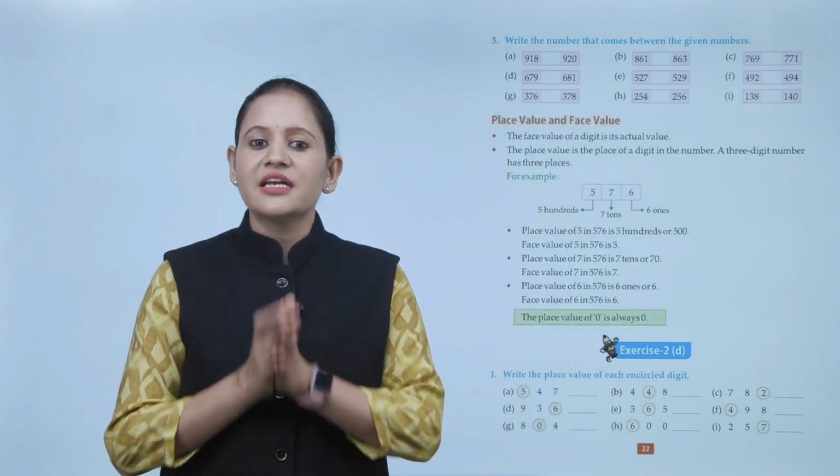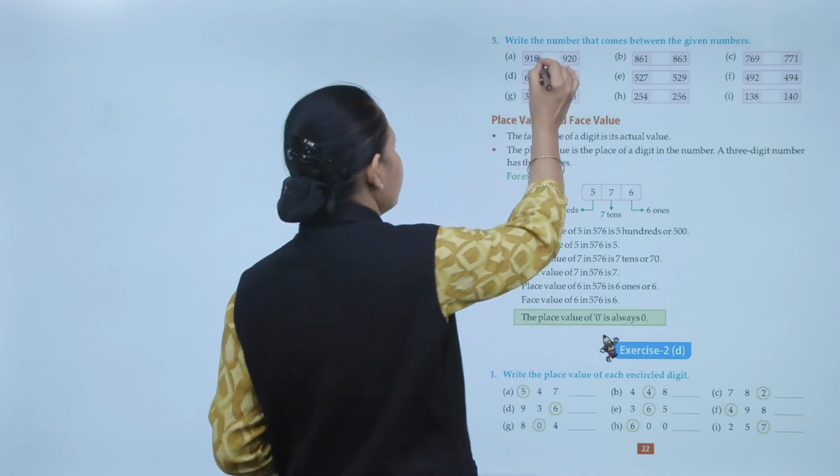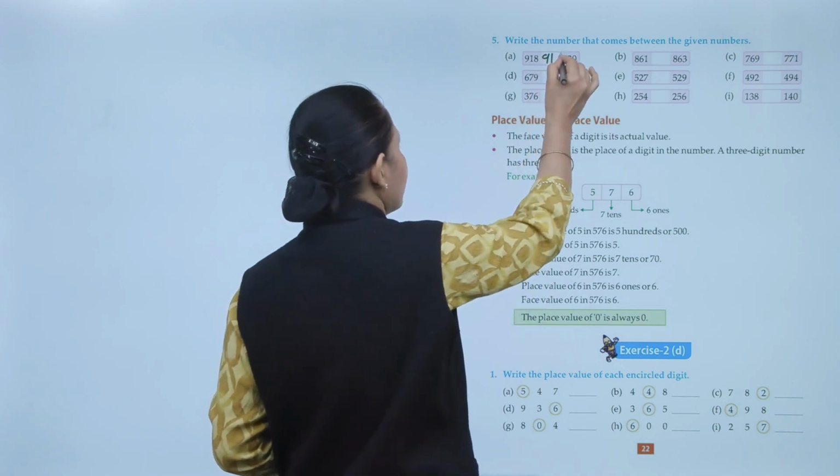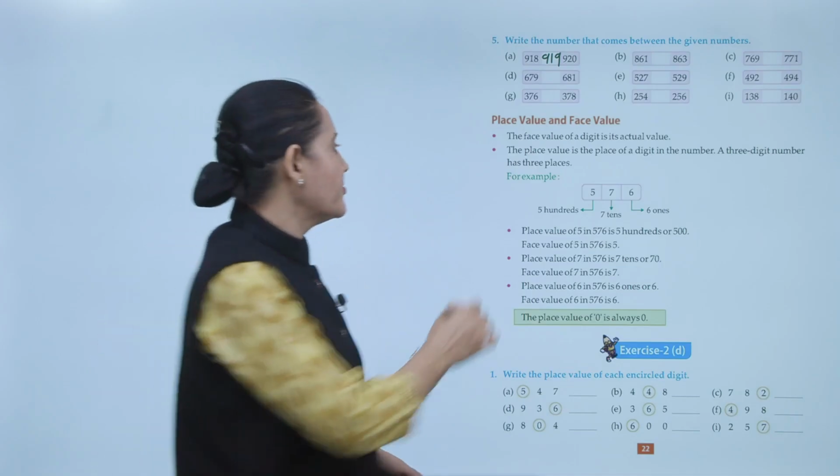Next, write the number that comes between the given numbers. 918, 920 के बीच में आ जाएगा 919. Clear? Next, place value and face value.